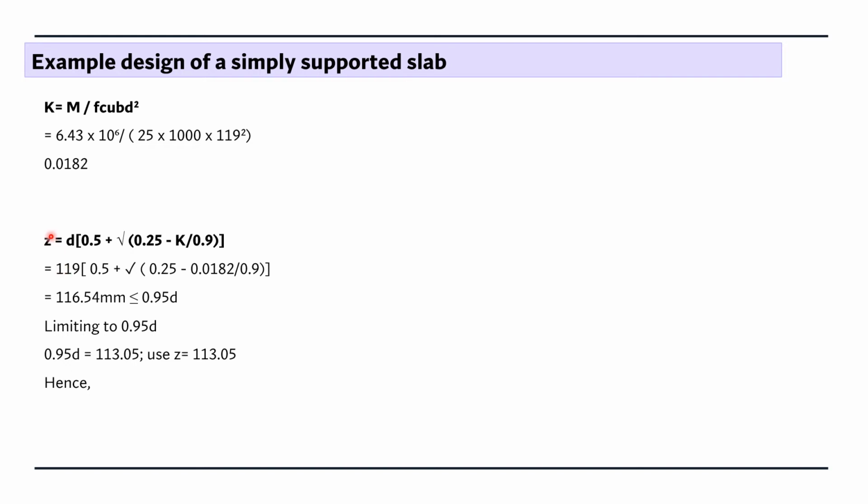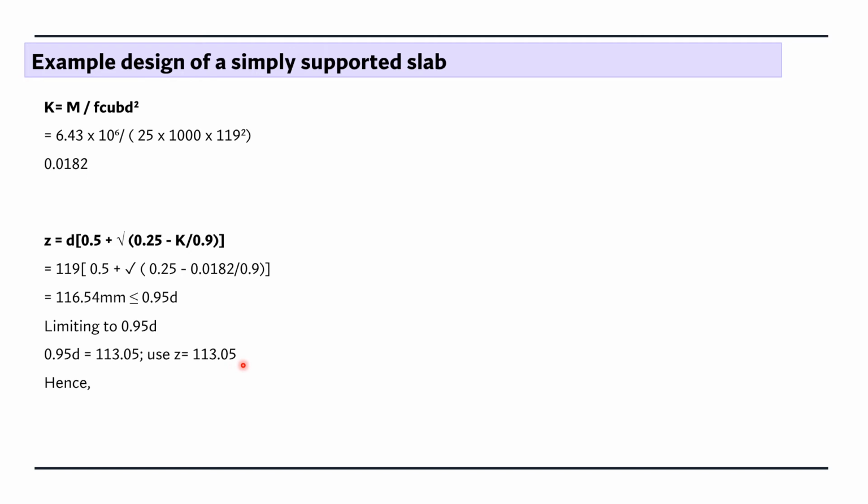And then we can now go on, after finding K, to find the lever arm Z, which using the expressions of K and d, we get 116.54 millimeters. Now there's a limit. It's limited to 0.95d. So we're going to check it. Now, limiting to 0.95d, we have 0.95d to be 113.05. So since this is greater than this, we are going to use this value instead of this value, because that's what the code states.